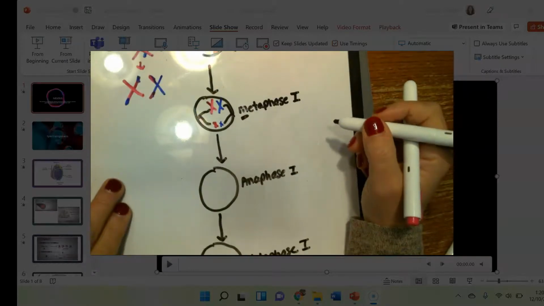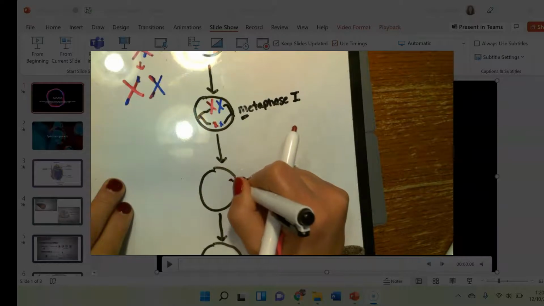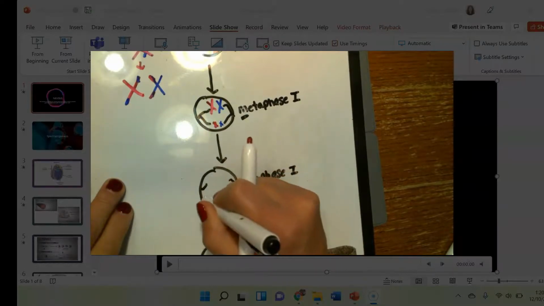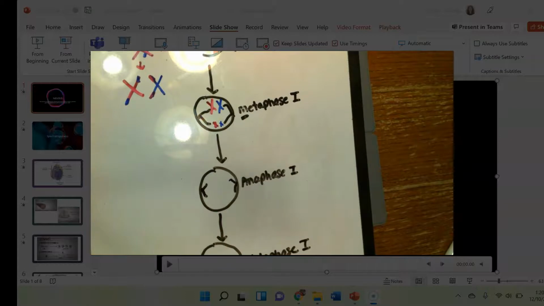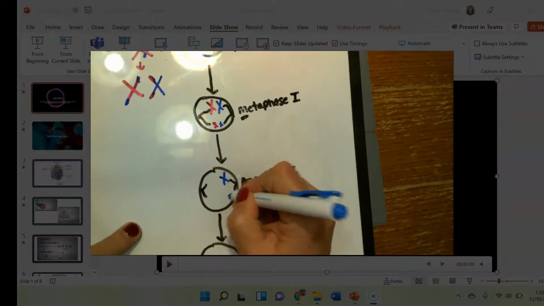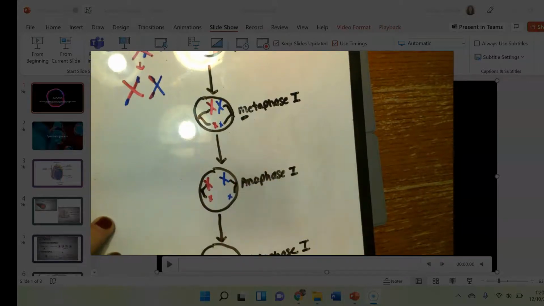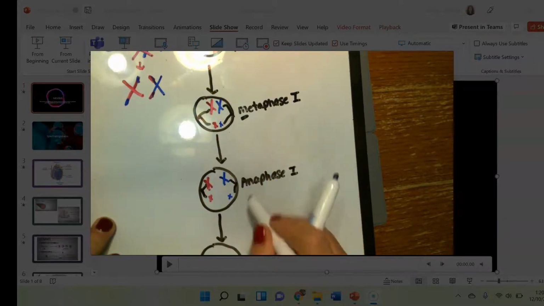Then, just like in mitosis, we're going to pull these chromosomes. So here are our spindle fibers still. We're going to pull these to the poles of the cell. So here's this chromosome, here's this chromosome. Here's this chromosome, here's this chromosome. We're pulling them apart. Remember, A for apart.